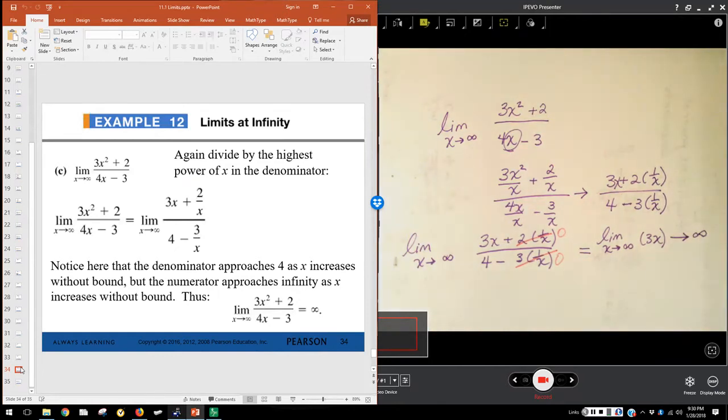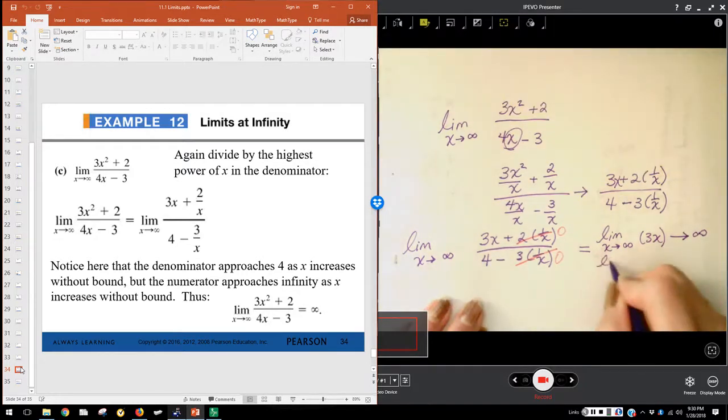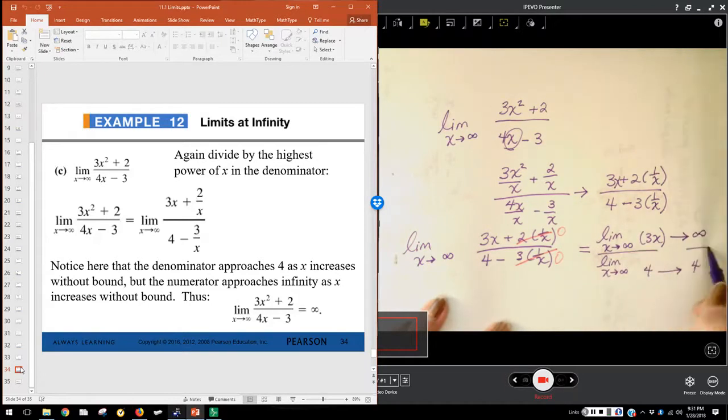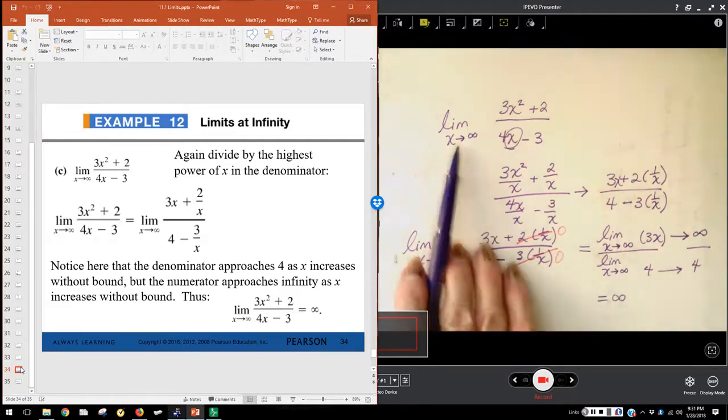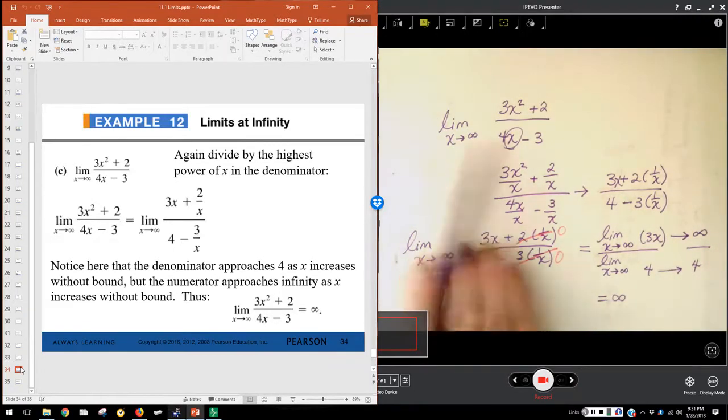As x increases without bound, 3x also increases, by a factor of 3. The limit as x approaches infinity of 4 simply approaches 4, but infinity over 4 is still infinity. So what happens is x increases without bound, and this function also increases without bound.